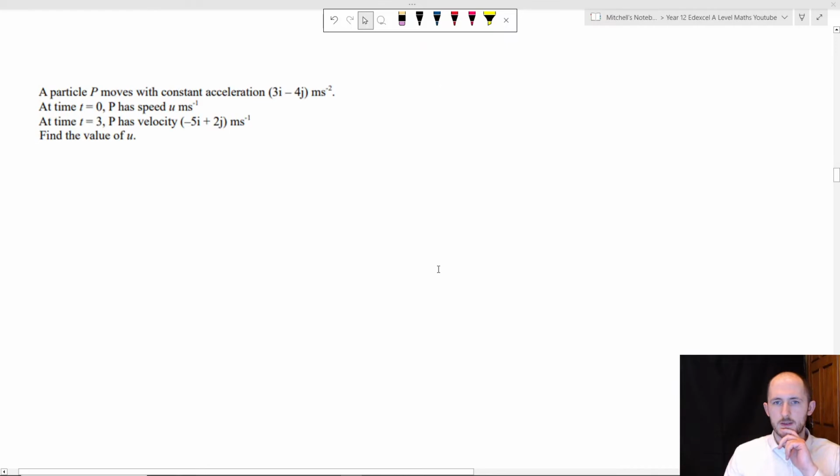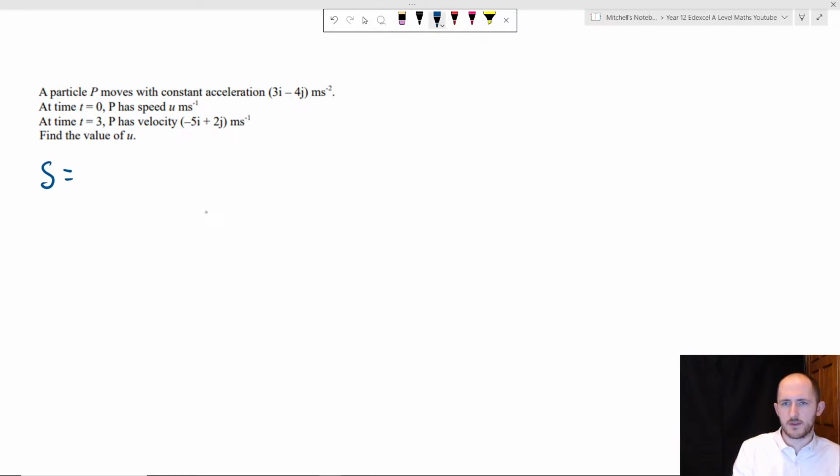Perfect. So for question 6, we have a particle P moves with constant acceleration 3i minus 4j meters per second squared. At time t equals 0, P has speed of u meters per second. At time t equals 3, P has velocity of minus 5i plus 2j. So it says find the value of u. So technically speaking, you can just work out the magnitude, but we can also do it using normal suvat.